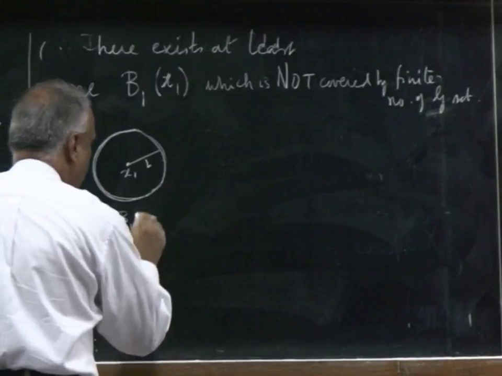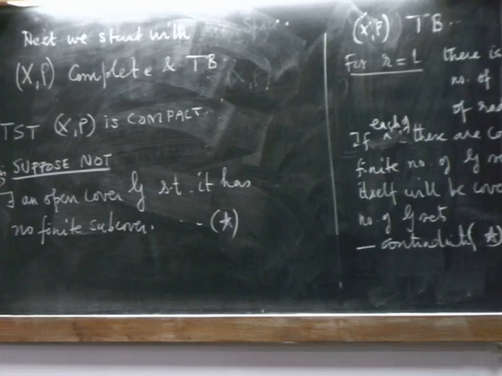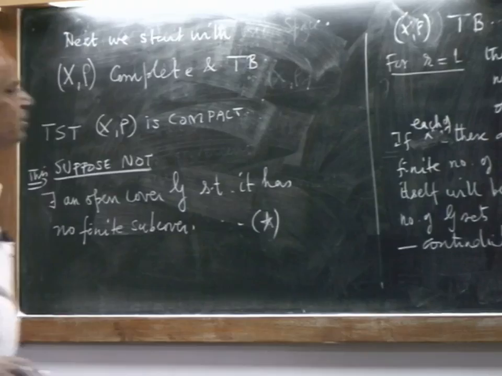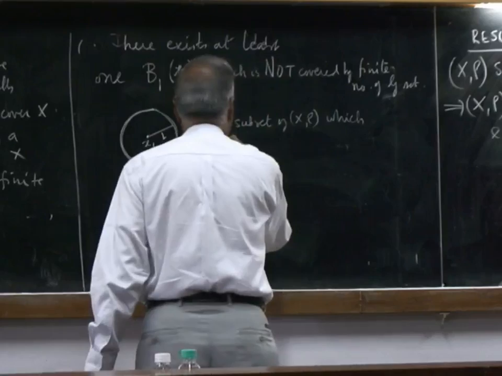Right. This lies in this whole space. That whole space is totally bounded. So once a set is totally bounded, any subset is totally bounded. So this open ball is totally bounded. Okay, this is a subset which is totally bounded, and therefore this is totally bounded.